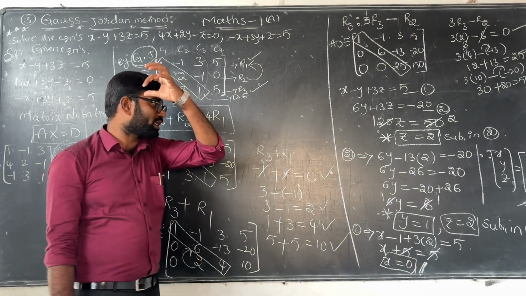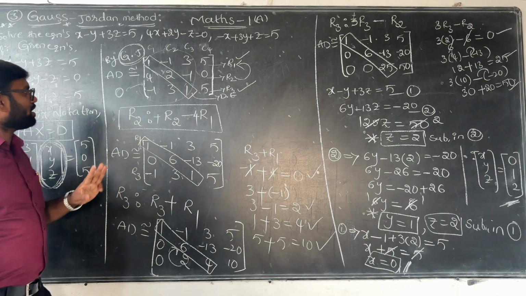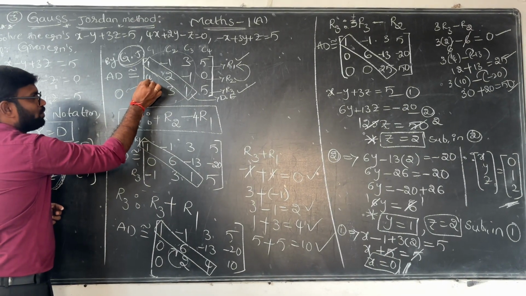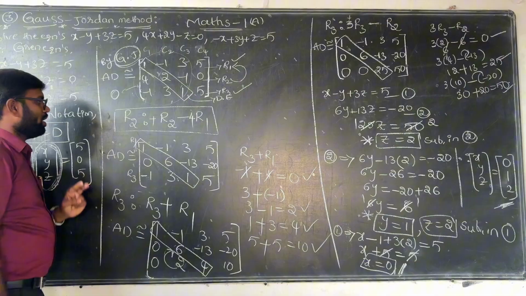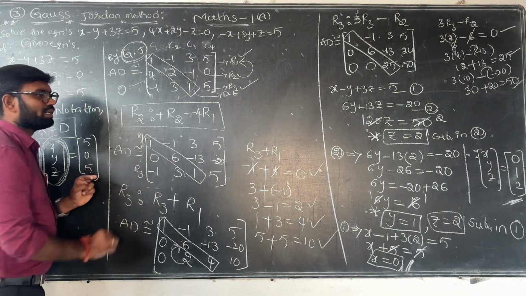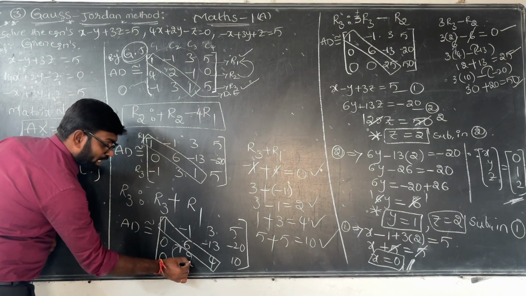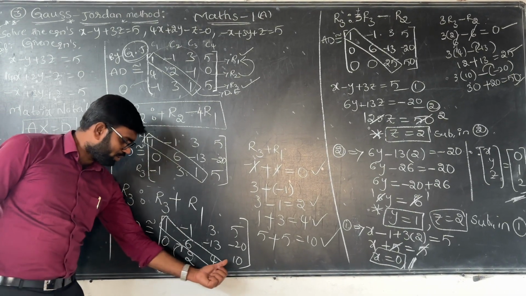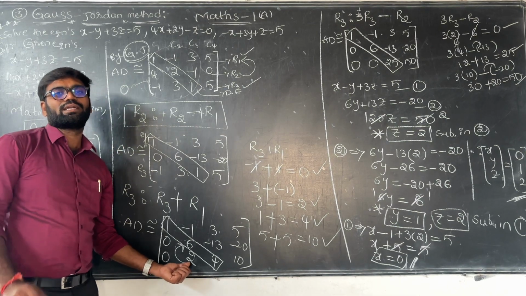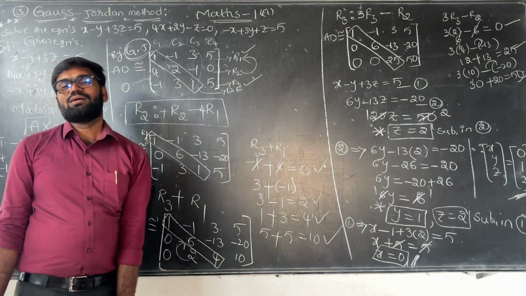Very simple procedure. You just need to apply 3 steps only. What is the first step? You need to convert the R2 first element to 0. What is the second step? The R3 first element is converted to 0. What is the third step? The R3 row second element is converted to 0. So this is the procedure for Gauss-Jordan.